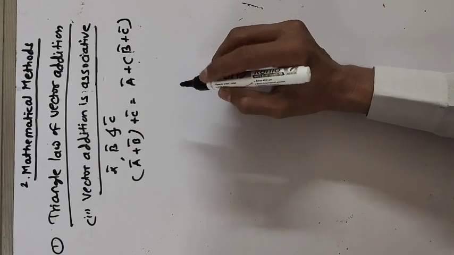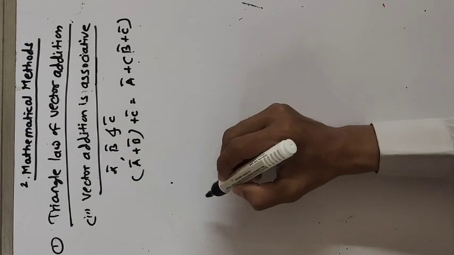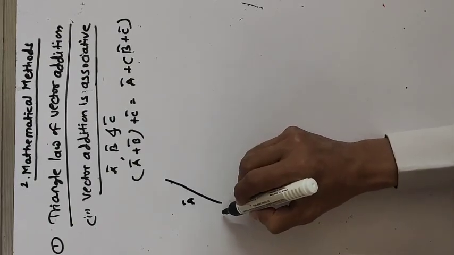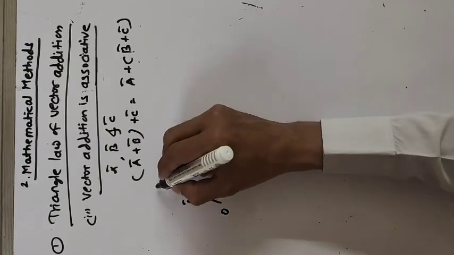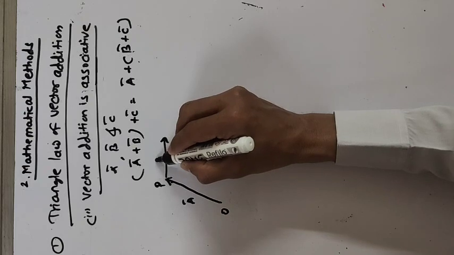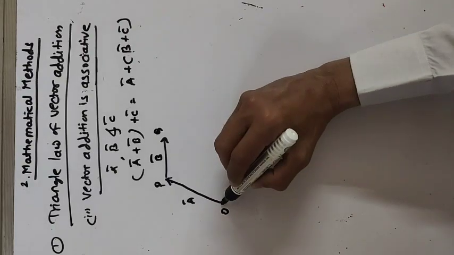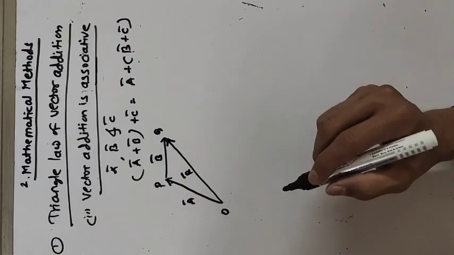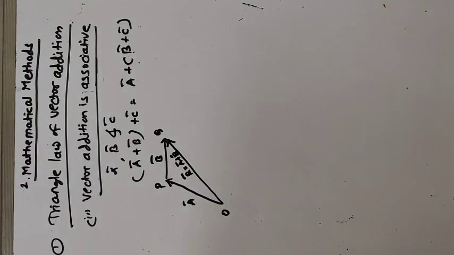Now we are going to prove this law. For that we have to consider vectors. Starting from this point O, vector a bar is OP, this is the first vector. Now the second vector b bar is PQ. Then the resultant is represented by this vector r bar, which is equal to a bar plus b bar.